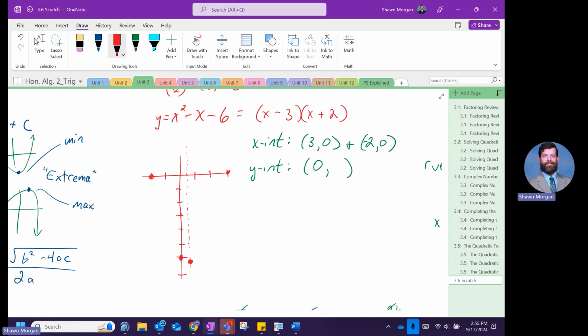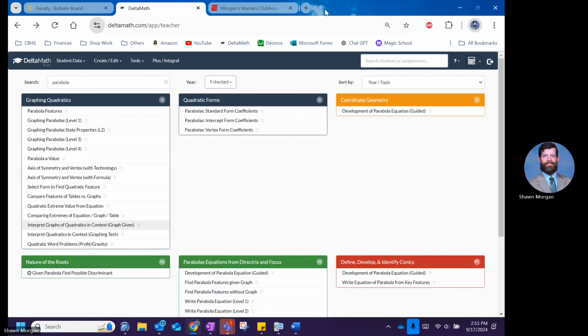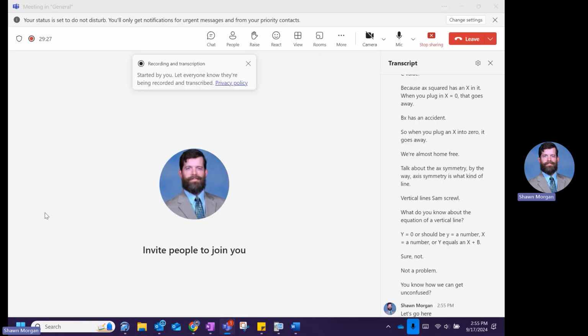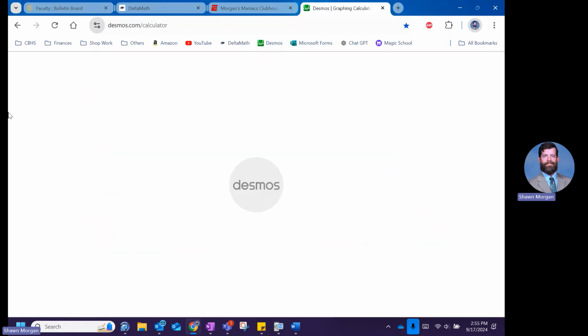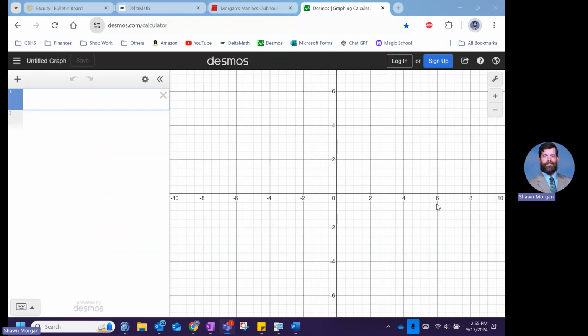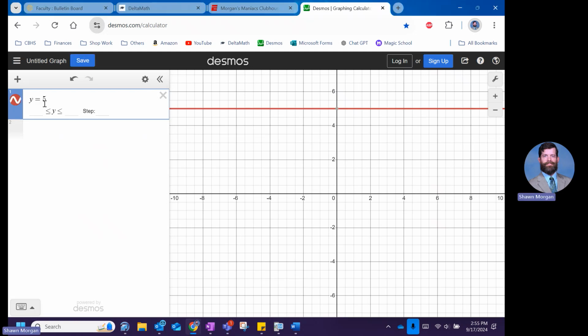Sure, not a problem. You know how we can get unconfused. Let's go to Desmos. Check this out. All right, so like y equals 5. What kind of line is y equals 5?